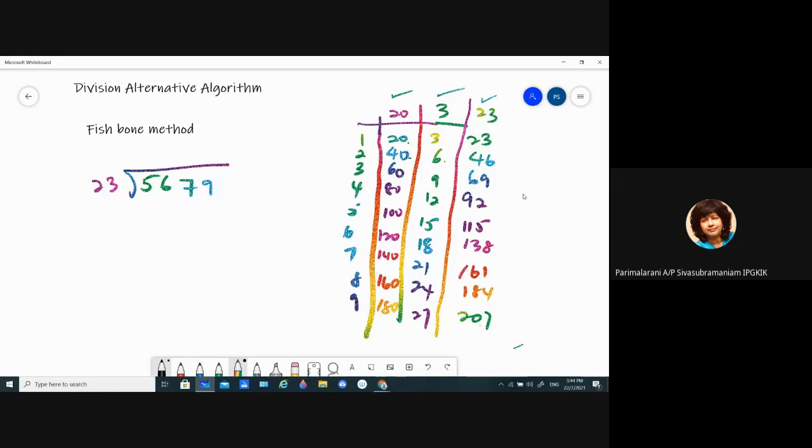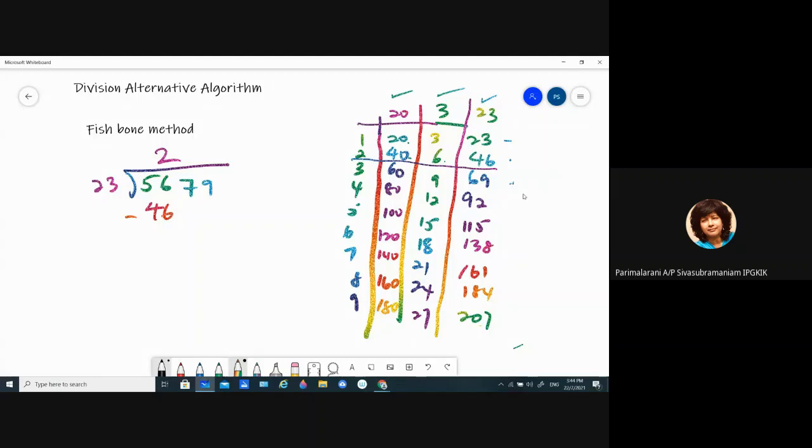Okay, so now they divide 56. How many 23s can go into 56? So look at the first one is 23, second one is 46, third one is 69. More already. So always take the last one. So this is 2 times. Okay, so this is 2.